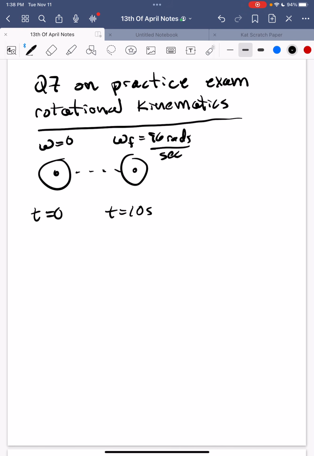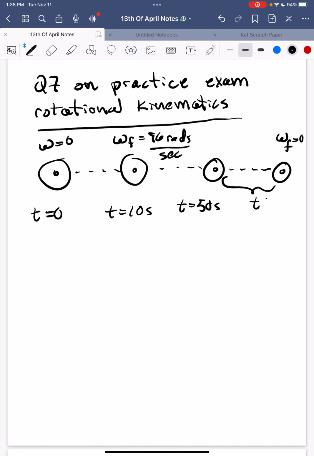Now, the wheel is run at that angular velocity for 40 seconds. So it goes 40 seconds later. So now it's at 50 seconds. T equals 50 seconds. And then the power is shut off, and it eventually slows all the way down to a final angular velocity of 0. We don't know how much longer it takes, and that's the question. So it's just going to slow down from this situation where it's rotating to something like this.